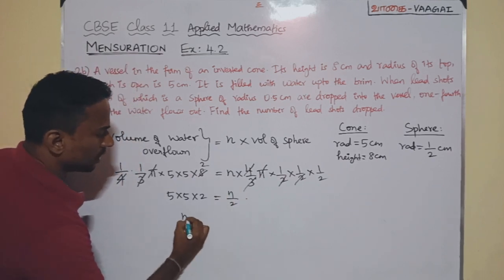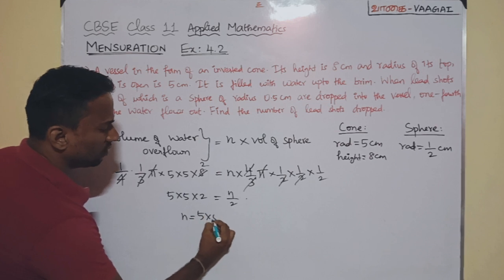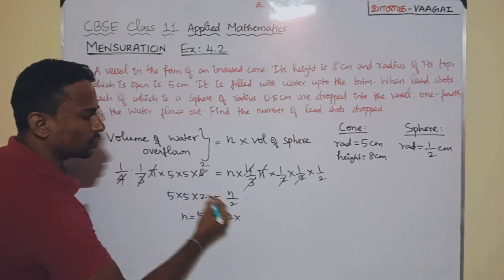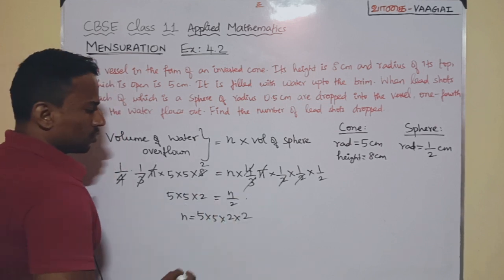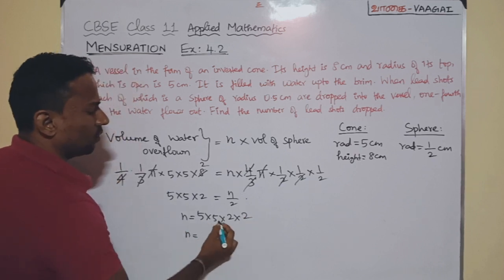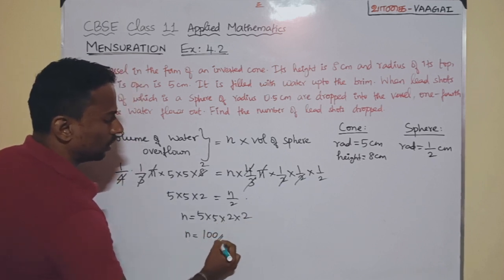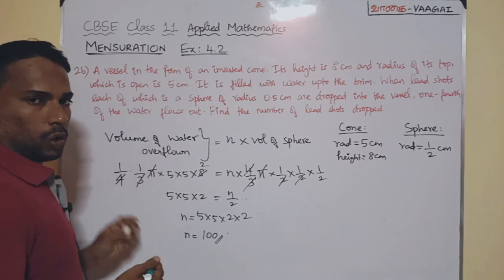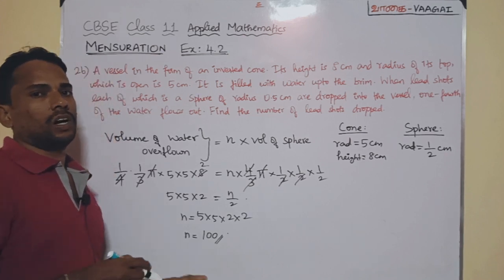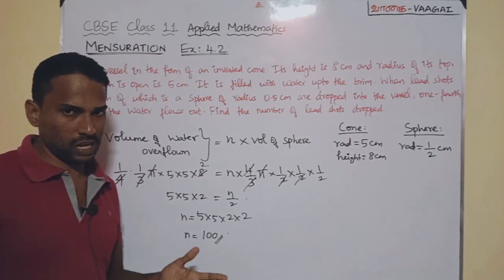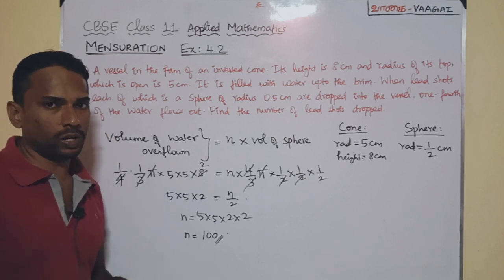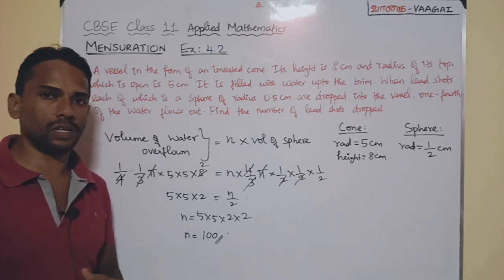Okay, so which means n is equal to 5 into 5 into 2 into, take this 2 also here, so 2 into 2. Now when I multiply this, I will be getting 25 4s are 100. So that means how many lead shots are dropped in? 100 lead shots are dropped into the vessel, the conical vessel. So 100 is going to be the answer for your question number 26.